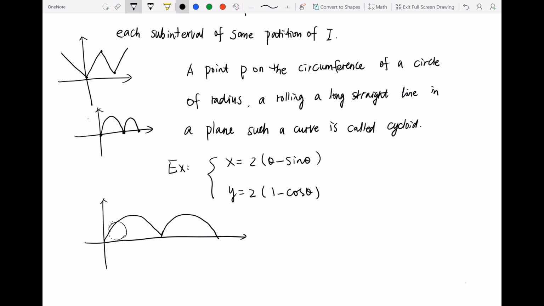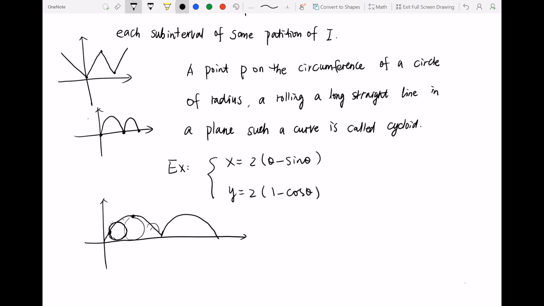For example, this point. You roll a circle on this straight line, and this point is going from here, here, here, here. You roll it. The highest point is going to be just the circle, the highest point here, and you roll over to here.